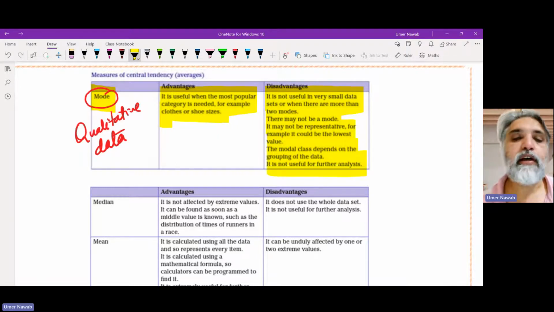It is not useful for further analysis. For example, when you calculate the mean, you can find the standard deviation. Mod is not very helpful if we compare it with median and mean. With medians, we draw a cumulative frequency curve. With medians, we go for box and whisker. You know that, guys. So those averages have some advantages, but mod is just suitable if you want quick information from qualitative data about which value is appearing most frequently. Otherwise, there is no use for mod.